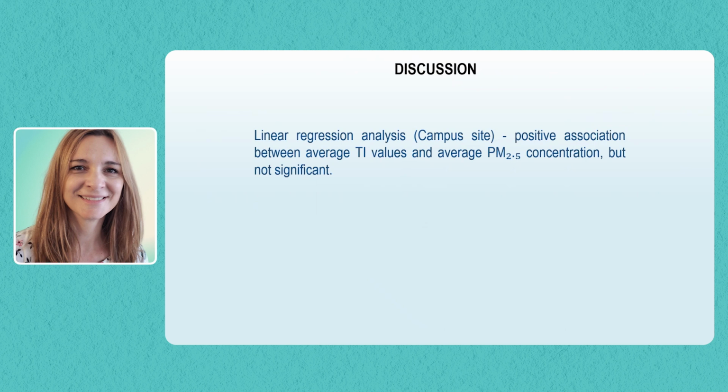Additionally, when we did the correlational studies, a linear regression analysis between tail intensity values and average PM2.5 concentrations, we found a positive association, but not a significant one. So we also assume that we have to include other pollutants and other air quality data to test for the correlations.